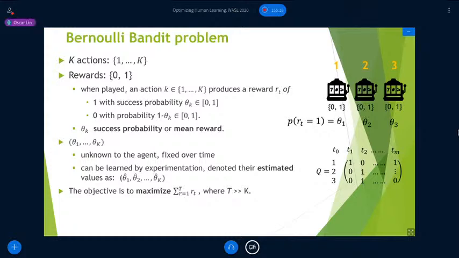In the Bernoulli bandit model, there are K actions. When played at time t, an action produces a reward with success probability theta k. These probabilities are unknown and fixed over time, and therefore can be learned. The goal is to maximize the cumulative number of successes over T periods.